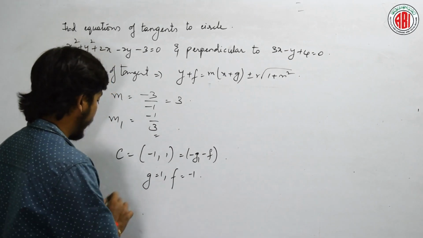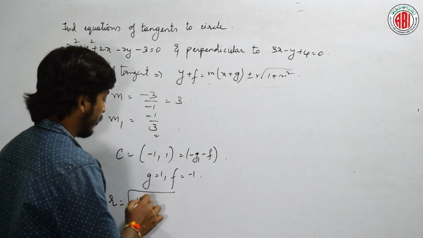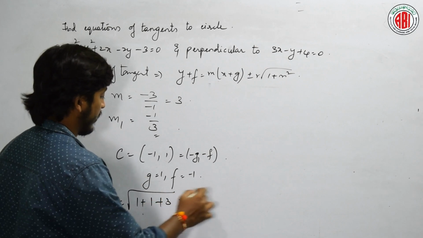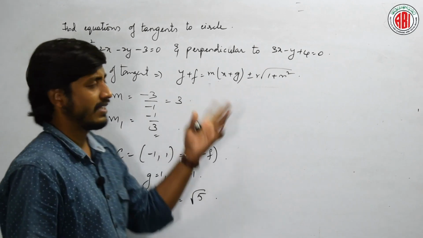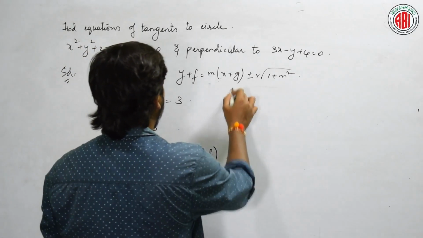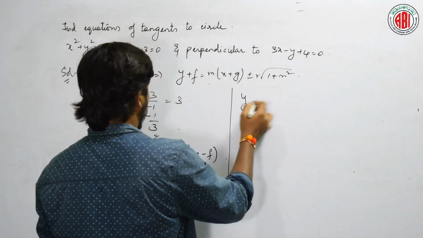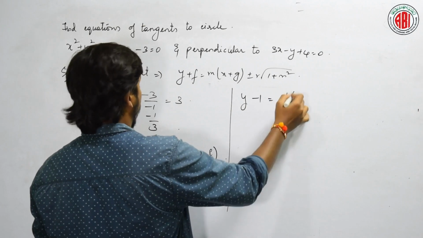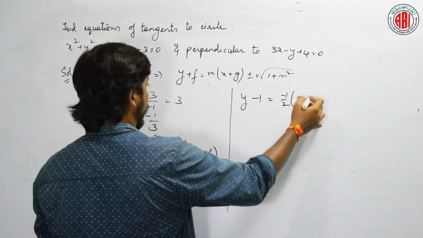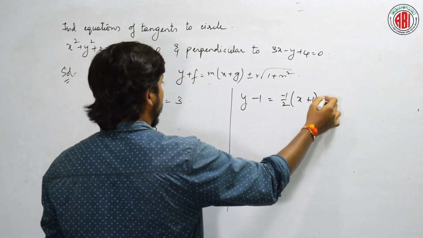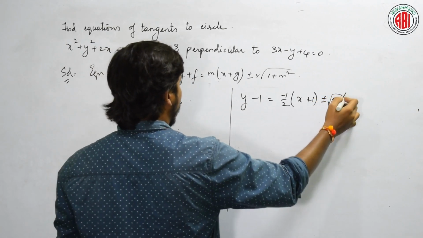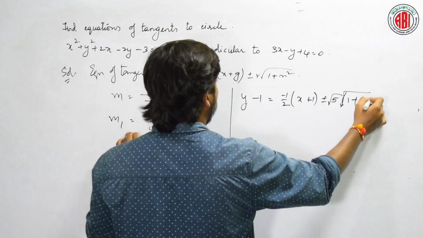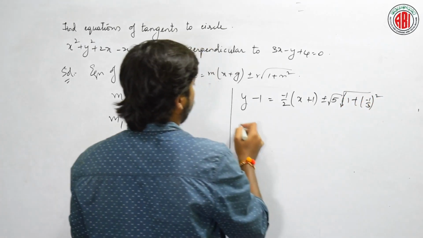And the next, what is the radius? Radius is under root g square plus f square minus c, which is nothing but root 5. Let us substitute in the formula. What do we get? y plus f is equal to m into x plus x1 plus or minus root 5 into root 1 plus m square.